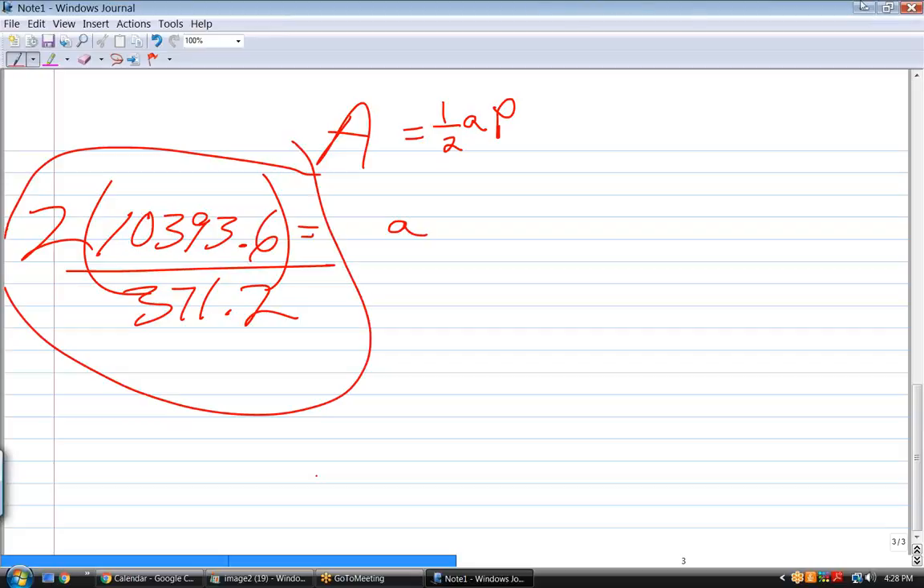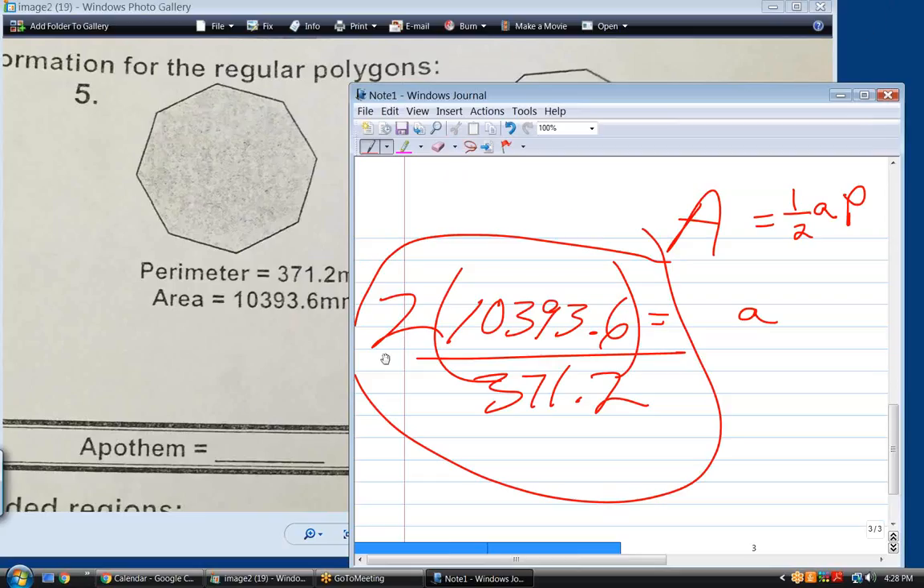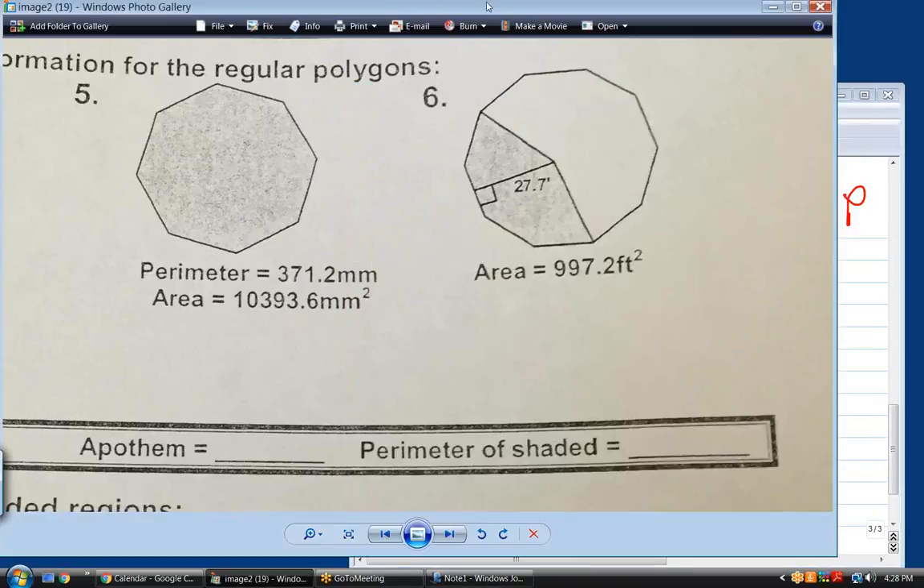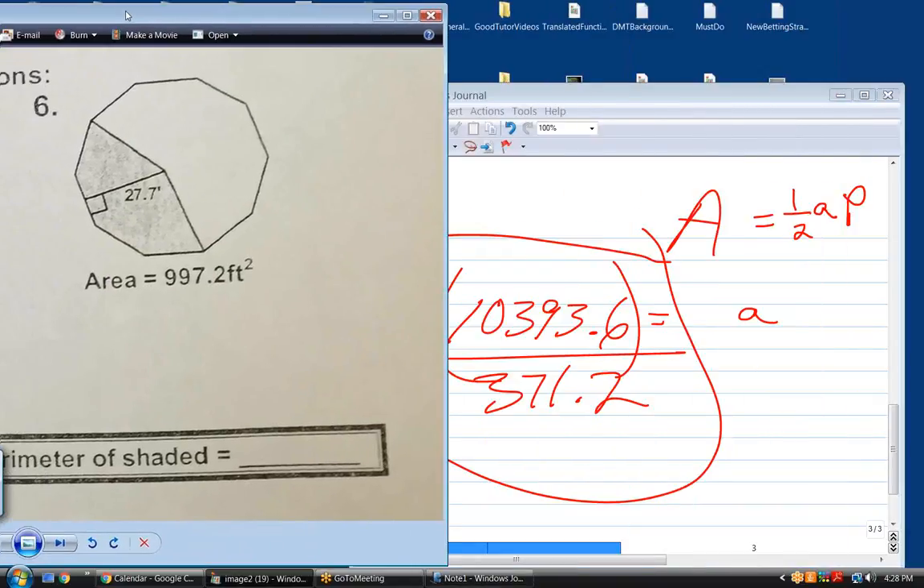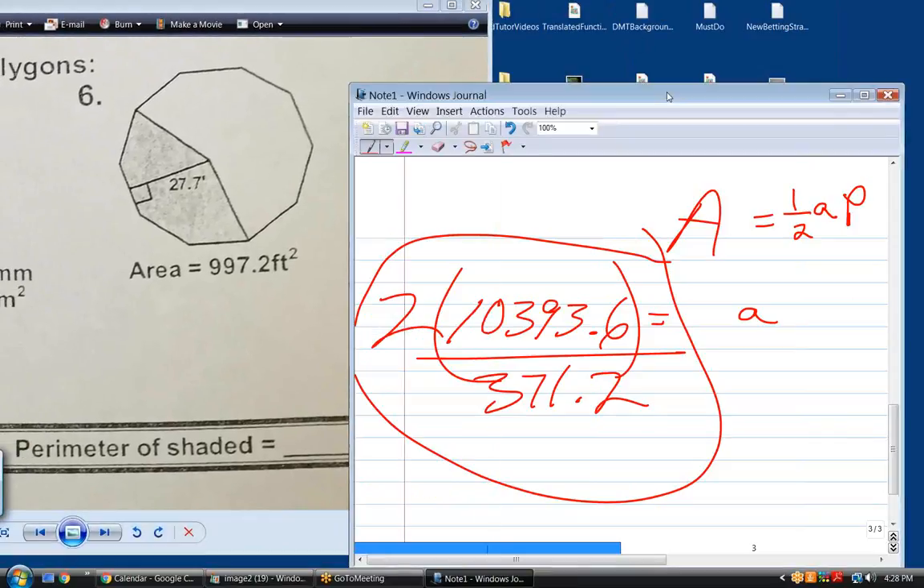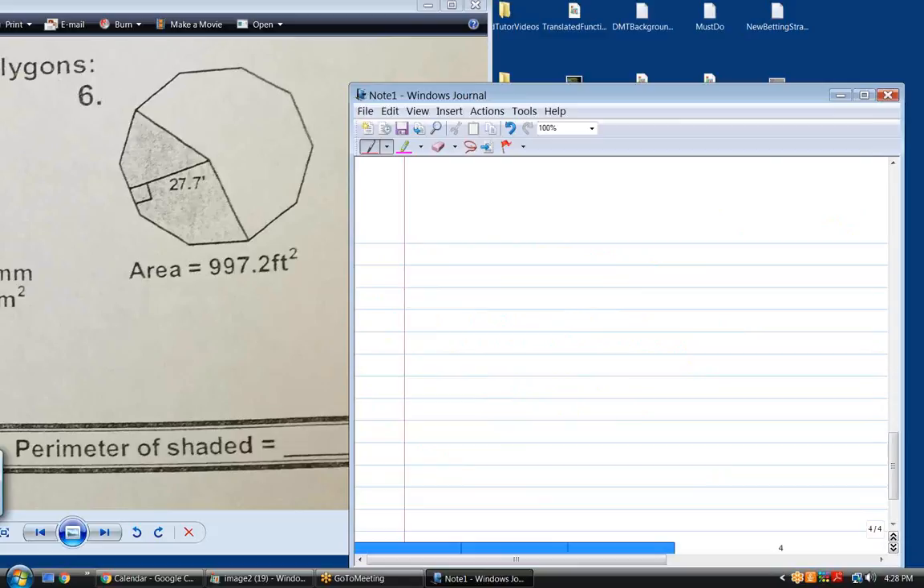Let's see. That was number 5. Let's try to finish number 6. Might have time. Always start with the general formula. What's the general formula when you're talking about a regular polygon? A equals 1/2 ASN. They want the perimeter of the shaded region. Well, they give us an area. They give us A.